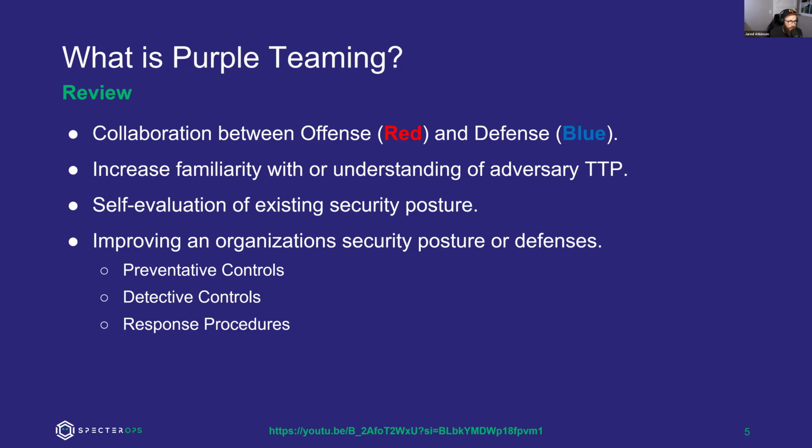Some organizations talked about increasing familiarity with or understanding of adversary TTPs. Some talked about self-evaluation of existing security posture, so like trying to figure out how well you're actually addressing the threats to your organization. And then a few talked about improving organization security posture or defenses, and we kind of see things along the lines of preventative controls, detective controls, and response procedures.